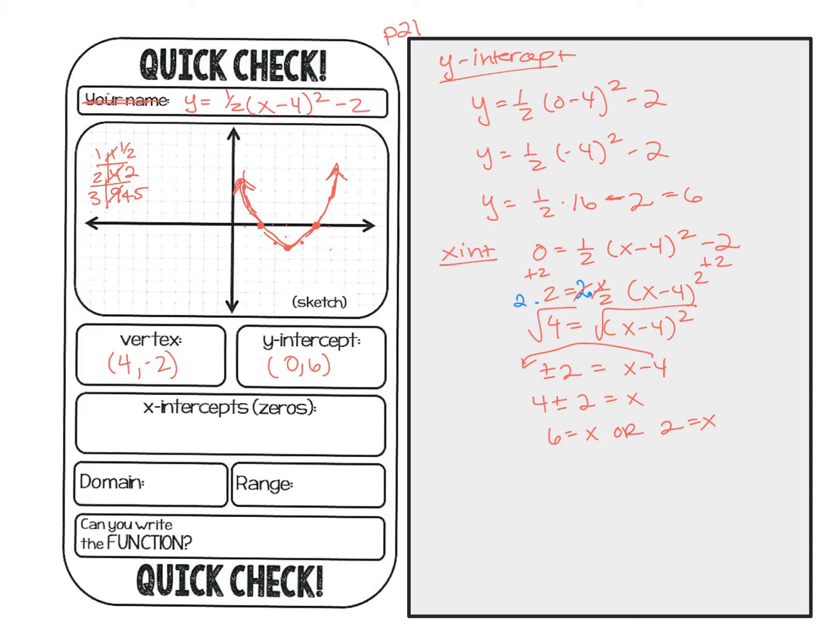And if you're thinking, oh, I know them, I can see them, great, but could you find them algebraically? If you couldn't see them, do you know how to solve that equation? So my x-intercepts are going to be (6, 0) and (2, 0). So domain and range. Well, the domain for all parabolas is all real numbers. You can either write it with your all real numbers symbol or negative infinity to infinity.